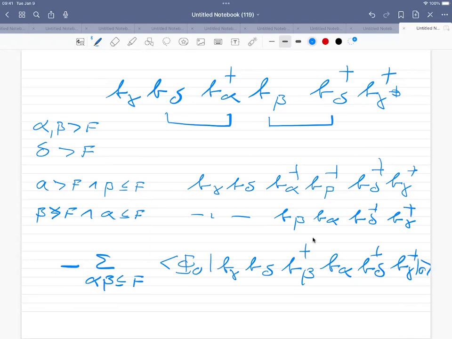Actually, this should be like that. In that specific case, what we are going to have now are contractions like this and contractions like that. And then delta goes to delta. This is the only possibility because we have defined gamma to be below the Fermi level. So gamma is below the Fermi level and alpha, delta is above the Fermi level.